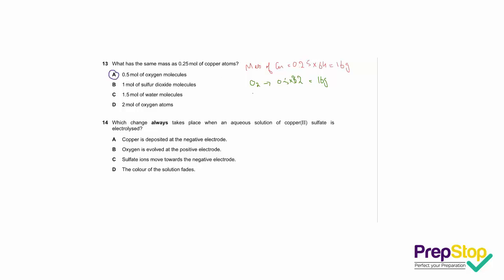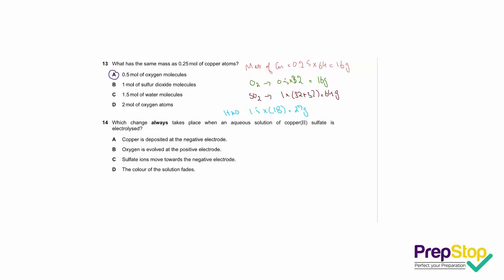Option B says 1 mole of sulfur dioxide molecules. Sulfur dioxide has the formula SO2. So 1 mole of sulfur dioxide multiplied by the MR, which is equal to 32 plus 32, gives us 64 grams of sulfur dioxide in 1 mole. Similarly, option C is 1.5 mole of H2O. H2O has the MR 18 and the mass comes out to be 27 grams.